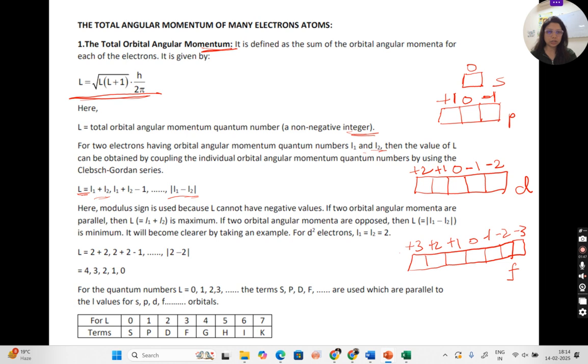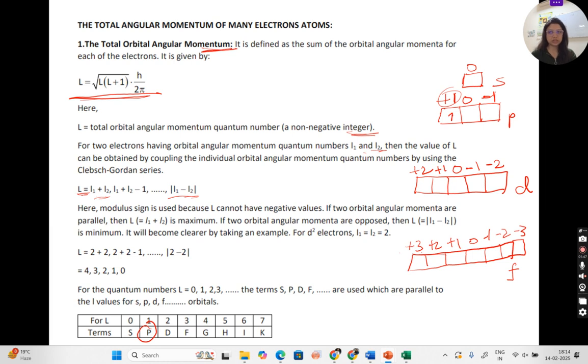So for calculation of L, we first need to calculate the number of electrons in each of these orbitals. Like in this case, if we have 1 electron, we'll consider it as plus 1, and the symbol for plus 1 is P. So that term we need to calculate according to the filling of electrons, with the help of these numbers we have written. According to it, 0 stands for S, 1 for P, 2 for D, 3 for F, 4 and so on. So this is how we calculate L.